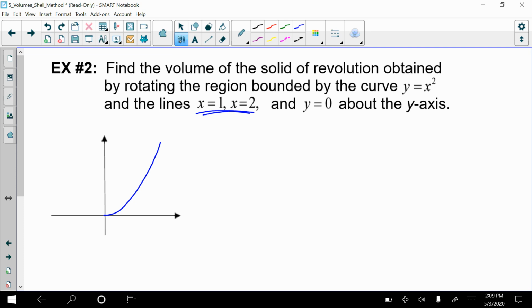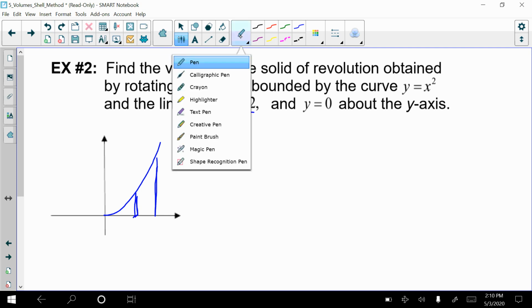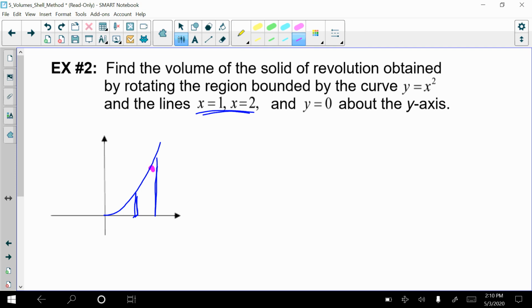because the boundary is only going to be on the right side of the y-axis. Okay, so let's say that those are the two lines x equals 1 and x equals 2, and of course the x-axis itself makes up the third line. So the region that we're identifying is this region here as it is rotated around the y-axis.